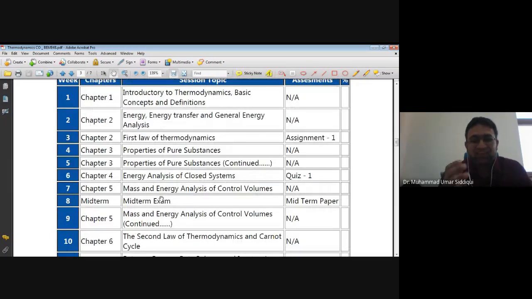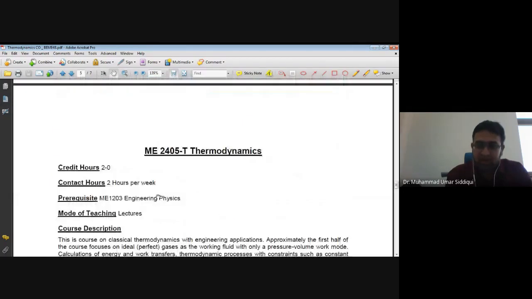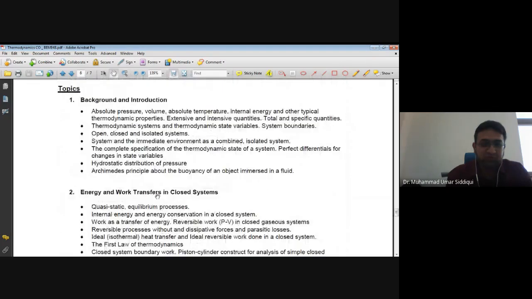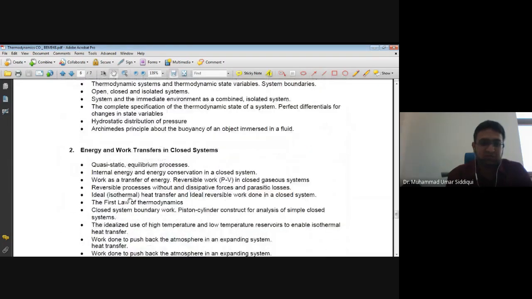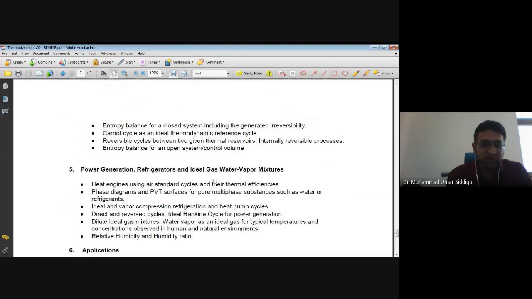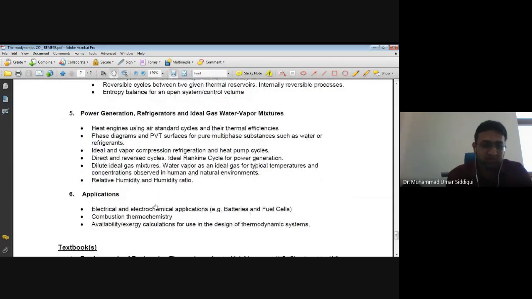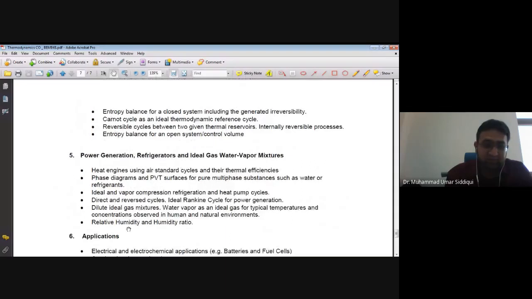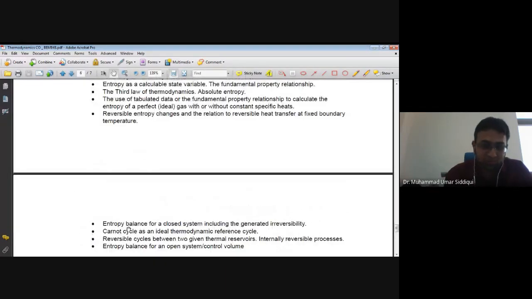Actually, I have to follow the course content which is provided to me. Now, you see here the topics: background introduction, energy and work transfer, closed systems, open systems, control volumes, entropy and the second law, power generation, refrigeration, and ideal gas vapor mixtures. I'm not covering some of the areas here. For example, I'm not covering psychrometrics, relative humidity and humidity ratio, thermochemistry, and electromechanical applications. I'm not covering exergy. So even after leaving all these things, we still have to cover all the chapters as I have shown you.